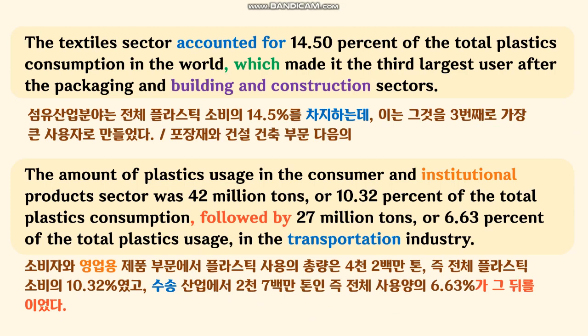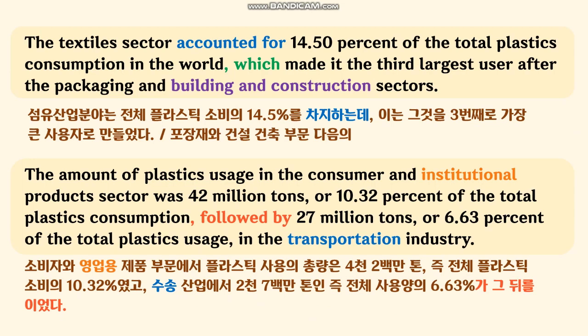The textile sector accounted for 14.50% of the total plastics consumption in the world, which made it the third largest user after the packaging and building and construction sectors. The amount of plastics usage in the consumer and institutional products sector was 42 million tons, or 10.32% of the total plastics consumption, followed by 27 million tons, or 6.63% of the total plastics usage in the transportation industry.